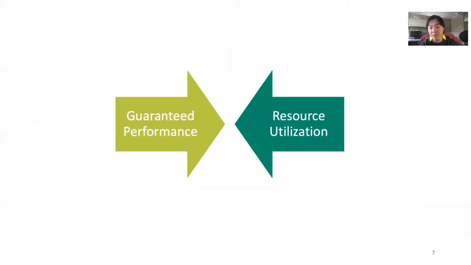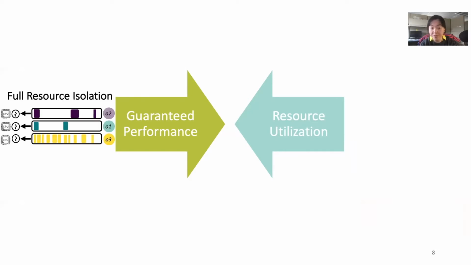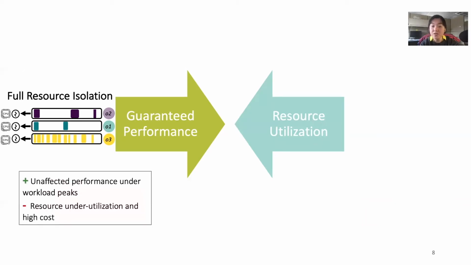Resource management for stream processing applications is notoriously difficult as cloud practitioners have to balance the trade-off between application performance and resource utilization. On one hand, for users who deploy performance-critical jobs that consume data input that is potentially unpredictable, it is safe to over-provision and opt for full resource isolation where operators are assigned dedicated resources. This ensures unaffected performance under workload peaks, but could result in severe resource underutilization that generates high costs to the users.